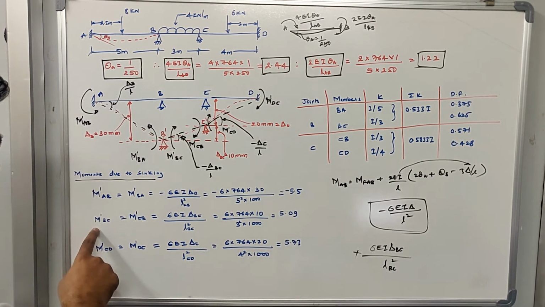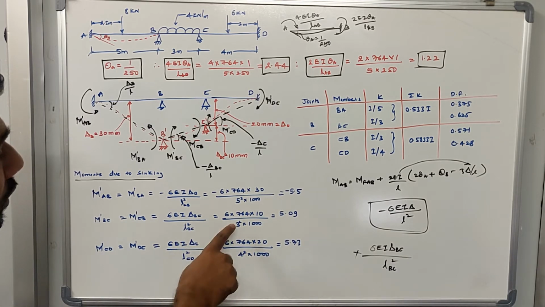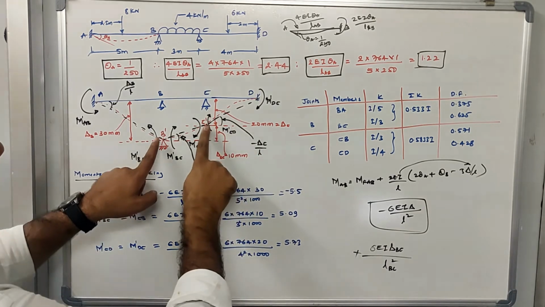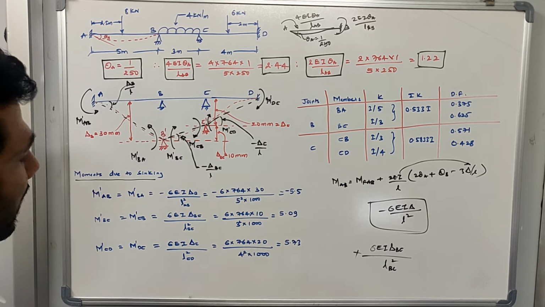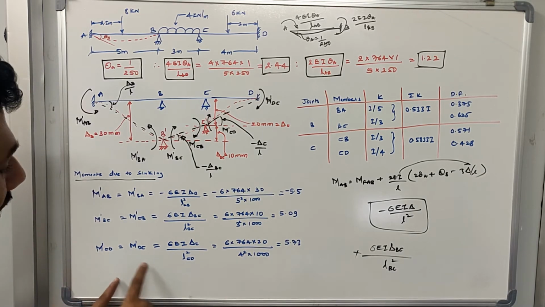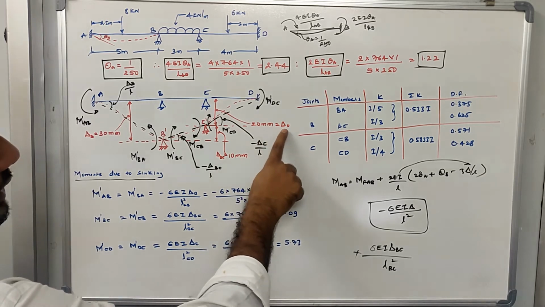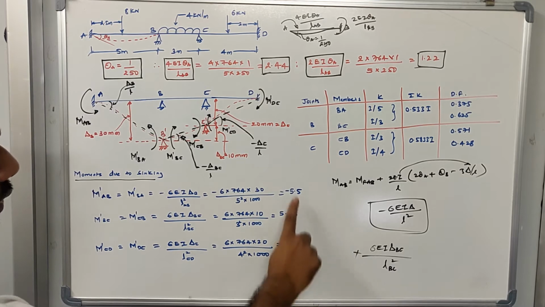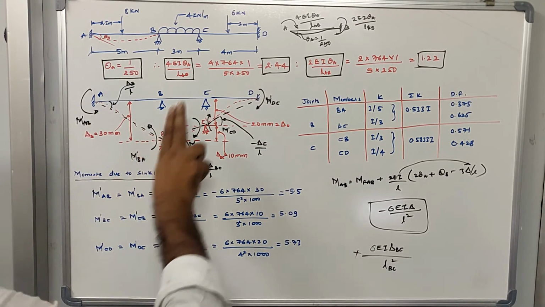Now similarly we can calculate for M dash BC and M dash CB. In this case we substitute the value of delta as 10, because the difference of elevation between B and C is 10 mm. Similarly we can solve for M dash CD and M dash DC. The delta value that we substitute is 20 mm, which is delta C, as substituted here and found out. So these are the values representing the moments due to sinking at individual members.